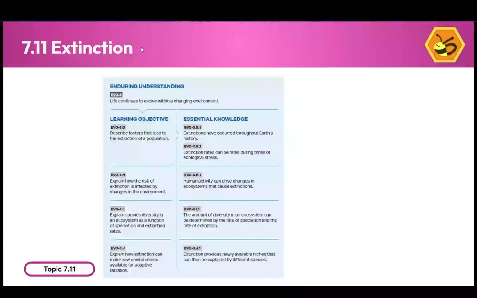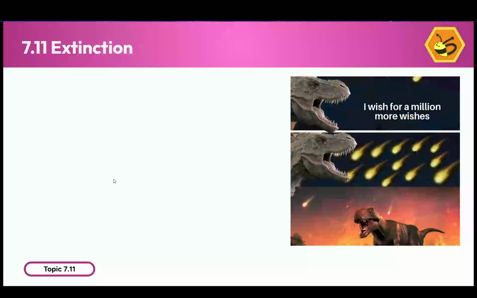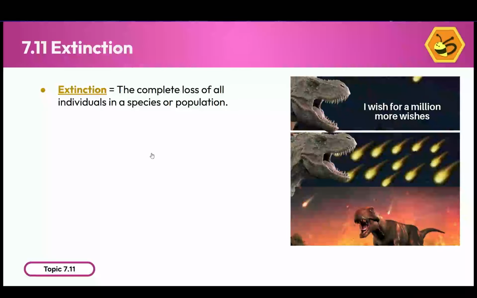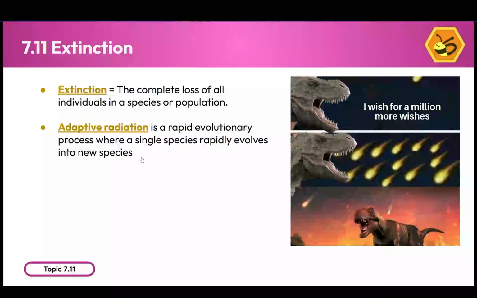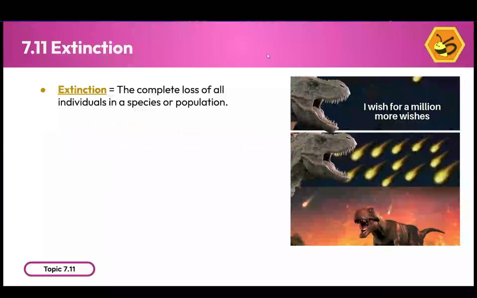All right, so topic 7.11 focuses mainly on extinction and what happens when an entire species or an entire population disappears. It's just a natural part of evolution that can also open new doors for evolutionary paths. Extinction isn't always bad, unless it happens to us, right? Extinction is the complete loss of all individuals in a population or species, and this can be caused by environmental changes, habitat loss, or some sort of competition.